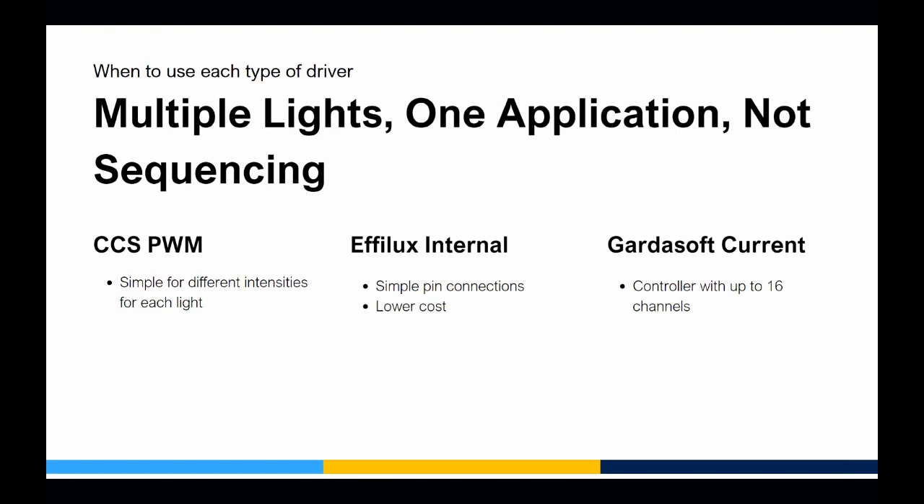But if you just have both lights on at 100% intensity, that coaxial light is going to be way too bright. You'll have a really silly hot spot in the middle. So you just need to make sure that you can change the intensities of multiple channels. Very similar to the last slides, CCS's pulse width modulation is just going to be simple for setting the intensities, and provides a lot of flexibility. FELux's internal driver is lower cost, just doing your 24 volts, maybe needing a PLC, but pretty straightforward as well. And then Gardasoft has that same controller with up to 16 channels, lots of flexibility there as well.